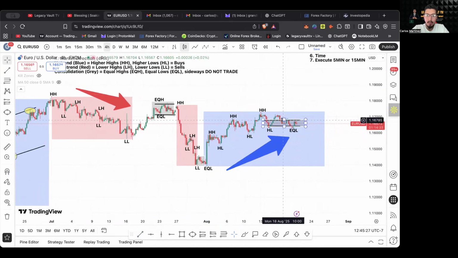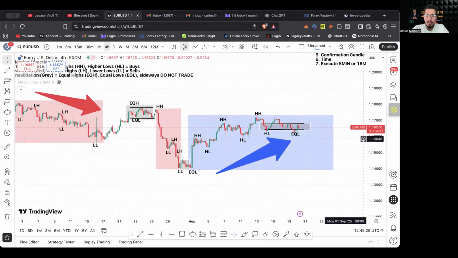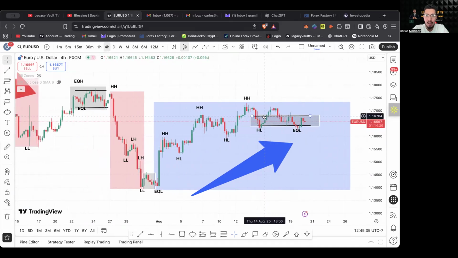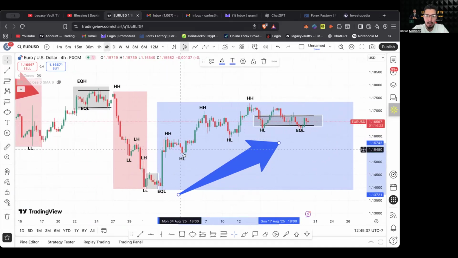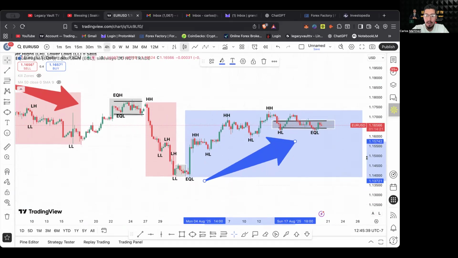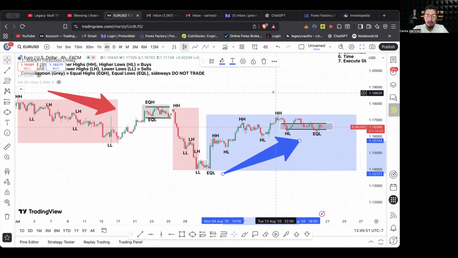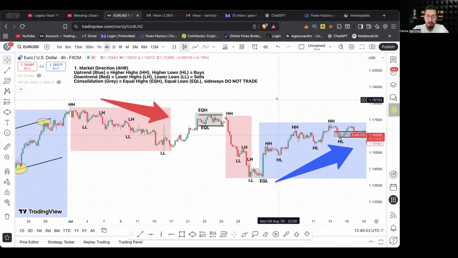So now that we know price is currently in a slight consolidation phase, we're waiting for a break of structure. But we know the overall picture is an uptrend, and there's a higher chance that it may break above this zone, this consolidation phase, for continuation to the upside. So you're waiting for that to happen. Now let's look at other examples.